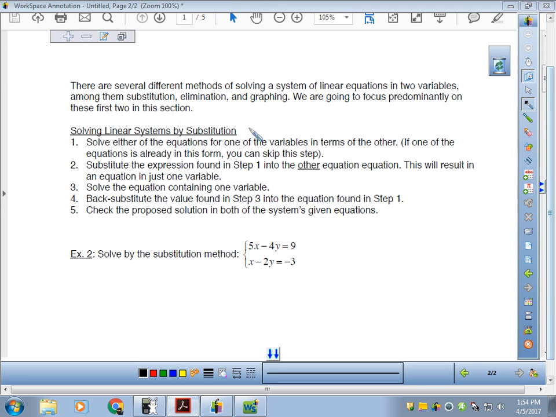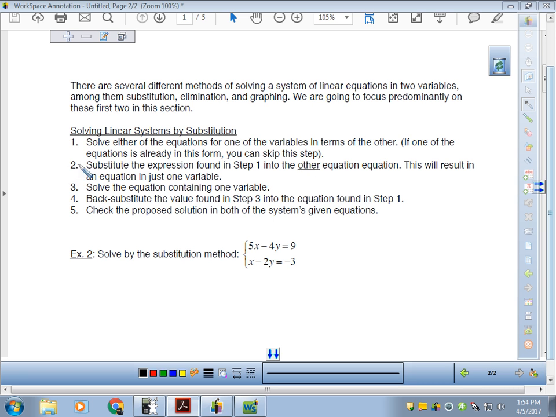In order to solve a linear system by substitution, step 1, you need to solve either one of the equations for one of the variables in terms of the other. Meaning, you either need to get y equals something with x in it, or you need to get x equals something with y in it. Now, if you already have one of those, like one of your equations is already written like that, you get to skip this step.